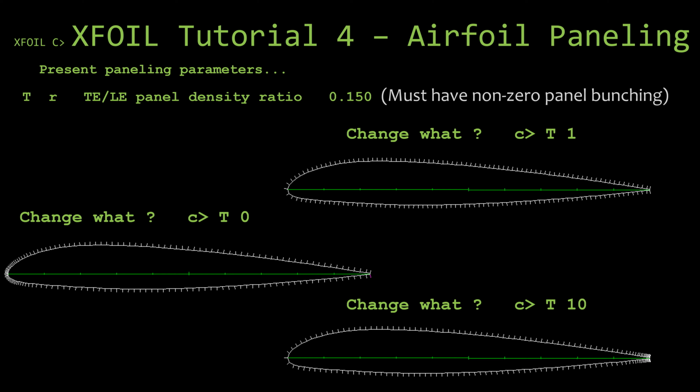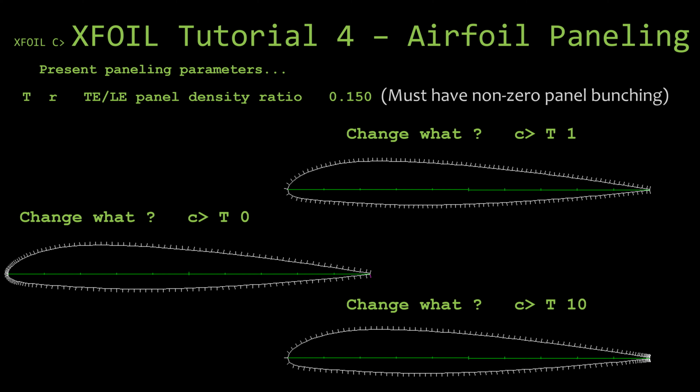So if we represent it with, let's say, a 1, so that means that the trailing edge panel density is 1 and the leading edge panel density is also 1. It's the same value. So this is the ratio between the two values. So since they're the same, the ratio would be 1. So that's the first one you see up there. And so what you can see is that the paneling is the same between the leading edge and the trailing edge.